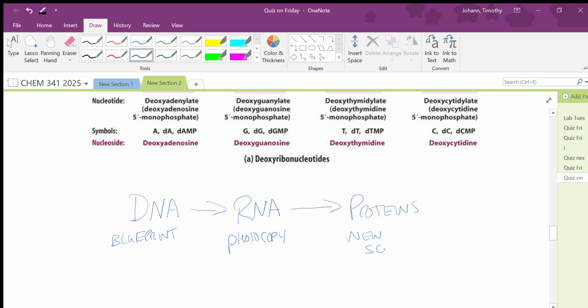So that's the new science building. May we all live to see it. Actually, it's supposed to be next fall. Yes.